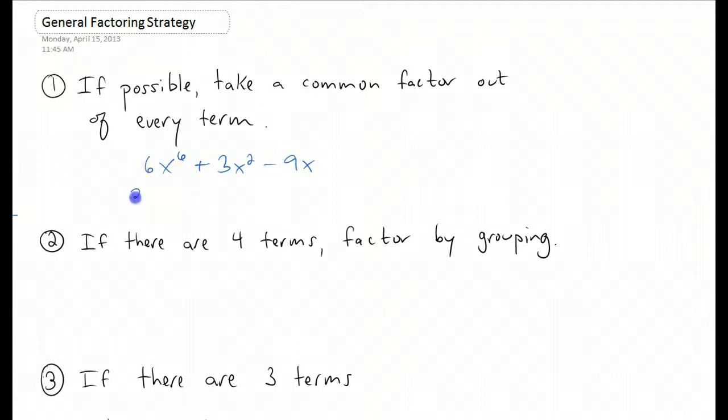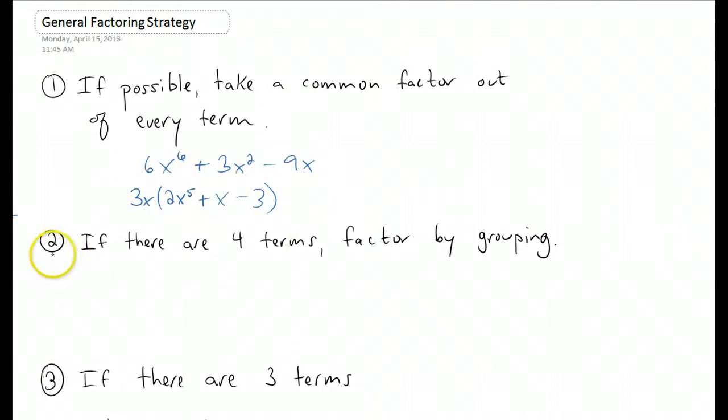It looks like we can take a factor of 3 out, so that common factor can involve numbers. And you can also take an x out. So if you take a 3x out of the first term, you're going to be left with a 2x to the 5th. If you take a 3x out of the second term, you'll be left with a 1x. And if you take a 3x out of the last term, you're just left with a 3. So the very first step when trying to factor is, can you take a common factor out of every single term? If you do that step first, you'll make your life a lot easier.